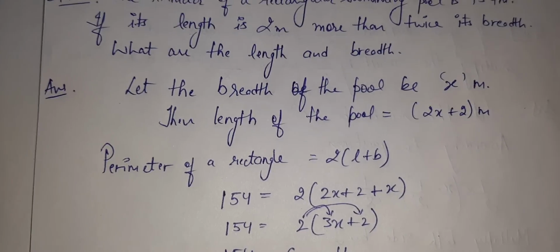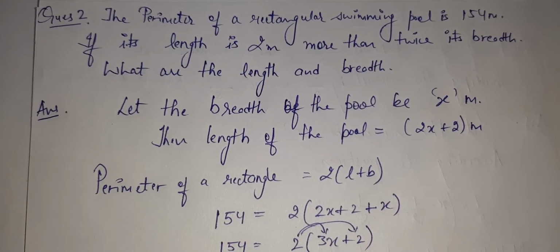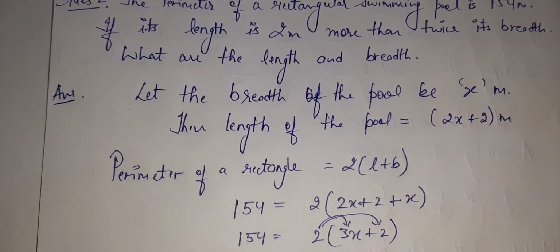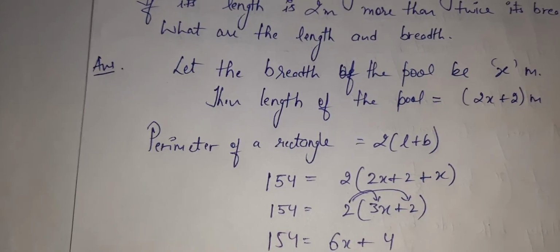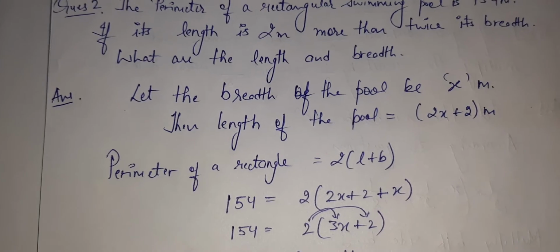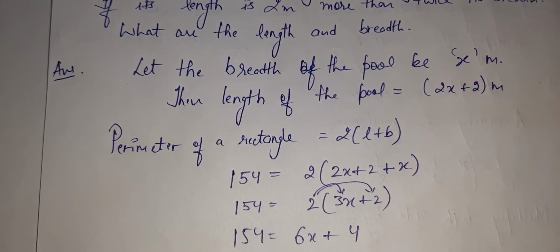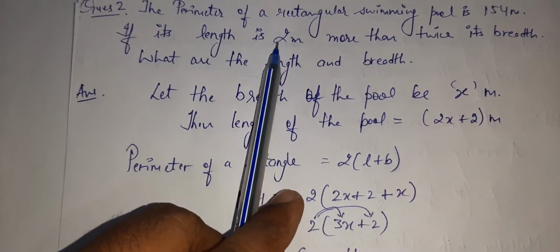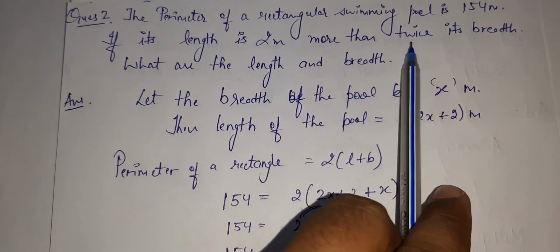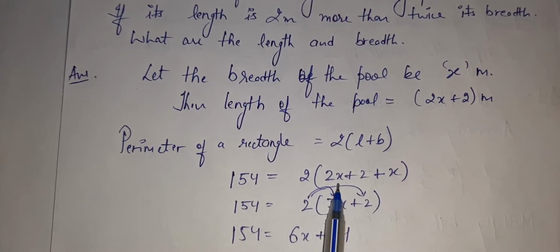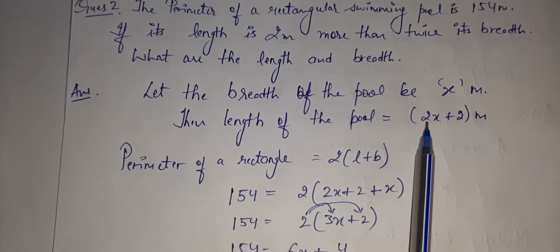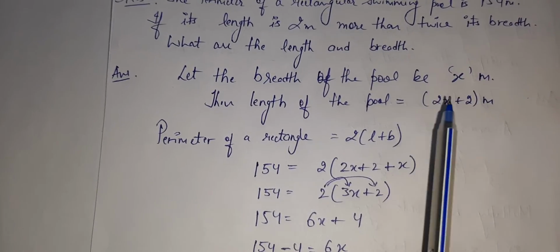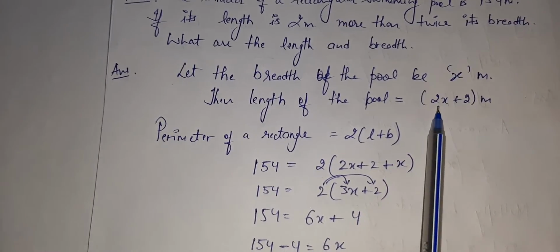Now see the question. Let the breadth be x. If we don't know the breadth, we take breadth as x. We can't take length as x now, because after taking breadth as x, we can easily find length also. Let the breadth of the pool be x. Then the length is 2 meter more than twice its breadth. Twice its breadth is 2x. Length is 2 more than, means plus 2. So length will become 2x plus 2.